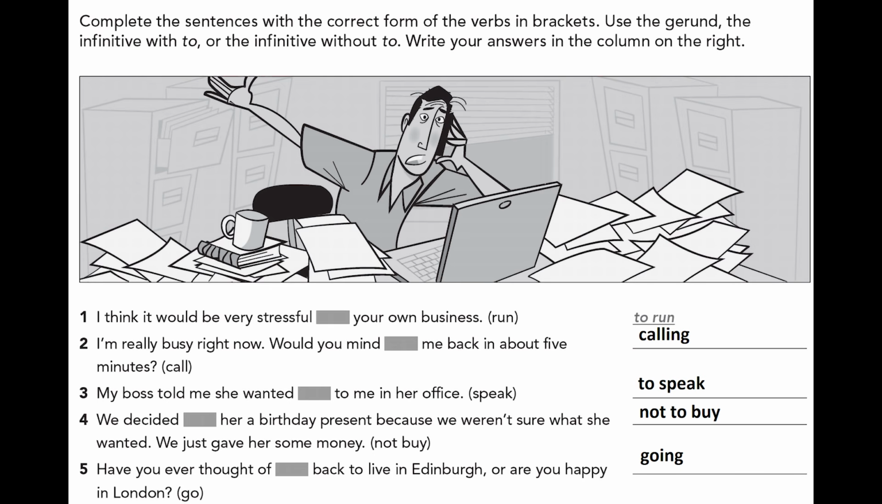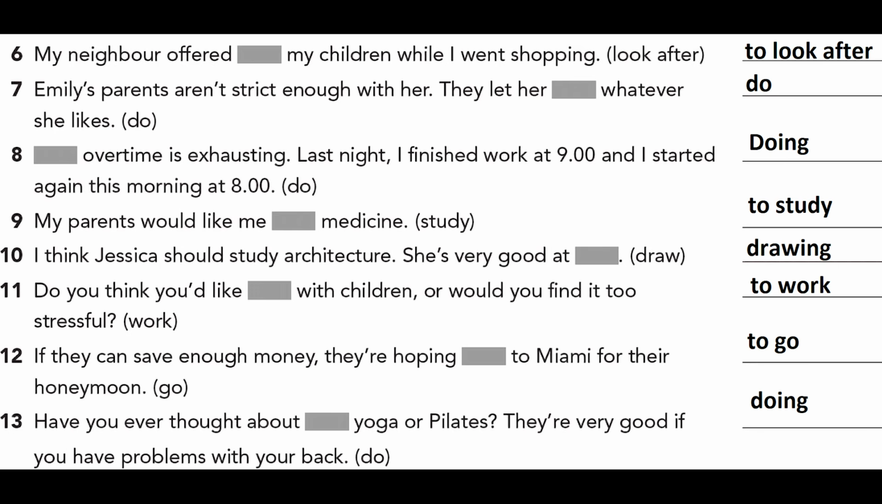5. Have you ever thought of going back to live in Edinburgh, or are you happy in London? 6. My neighbor offered to look after my children while I went shopping. 7. Emily's parents aren't strict enough with her. They let her do whatever she likes.